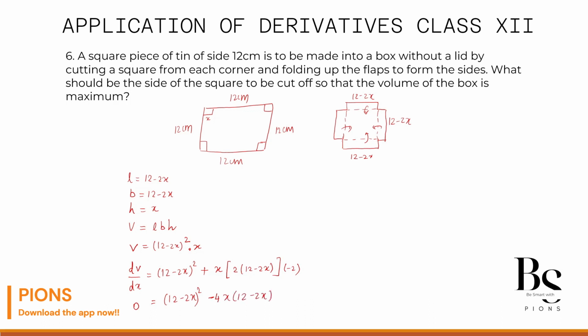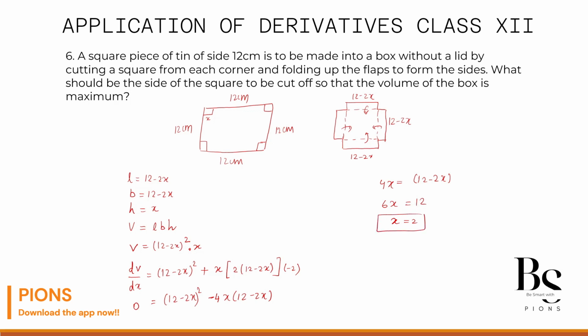Let's divide the whole equation with 12 minus 2x. Or better, you take 4x on the left hand side so that it looks quite simple for you. 4x into (12 minus 2x) will be equal to (12 minus 2x) whole square. Now you can cancel out this 12 minus 2x, 1 and 1. So here this 2 will go, and you can remove this part. So you are left with 4x. Now take 2x on the left hand side, 6x is equal to 12, x is equal to 2.